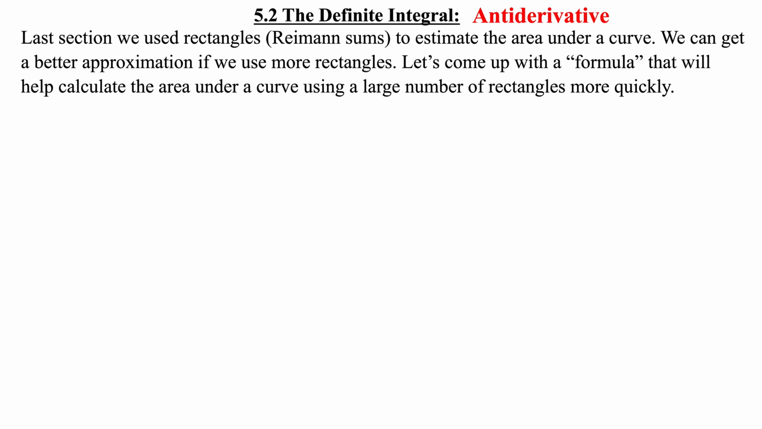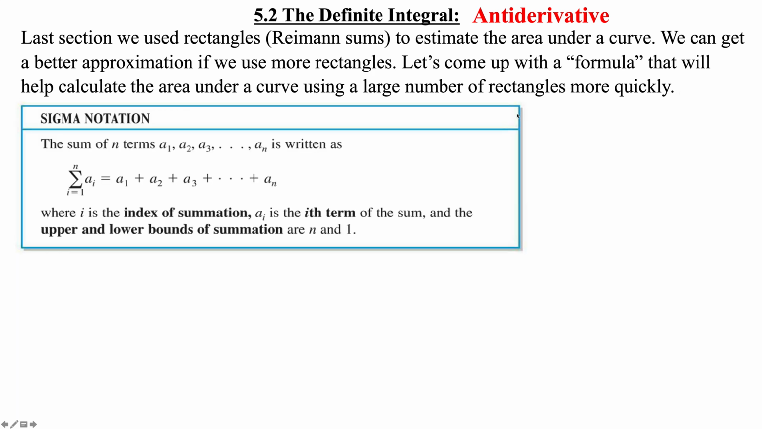All right, so last section we used rectangles, Riemann sums, to estimate the area under a curve. We can get a better approximation if we use more rectangles, kind of like we talked about at the very end of the video in part 2. Let's come up with a formula that will help calculate the area under a curve using a large number of rectangles more quickly. So we're going to go to sigma notation.